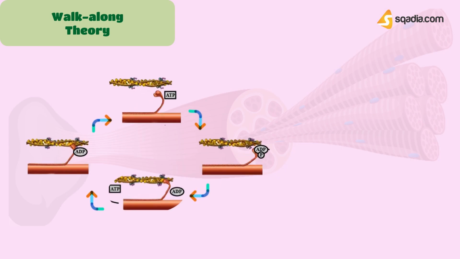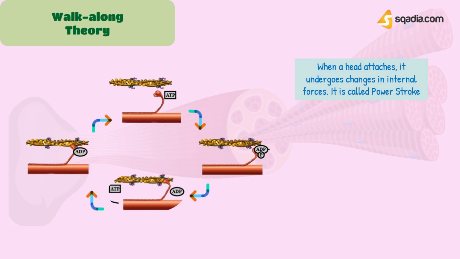When the actin filament is activated by calcium ions, the heads of the myosin cross-bridges are attracted to the active sites on the actin filament, starting the process of muscle contraction. One hypothesis to explain this interaction and contraction is called the walk-along or ratchet theory. According to the walk-along theory, the heads of the cross bridges attach to and detach from active sites on the actin filament.